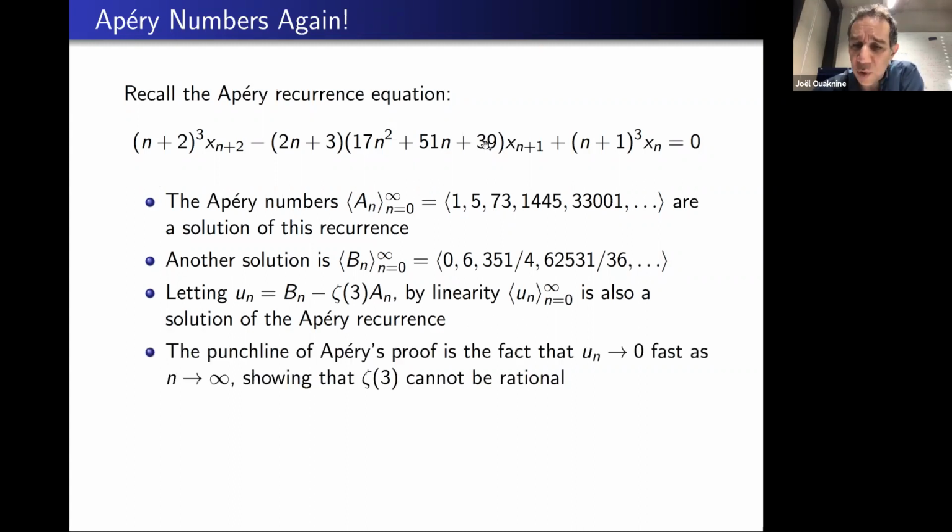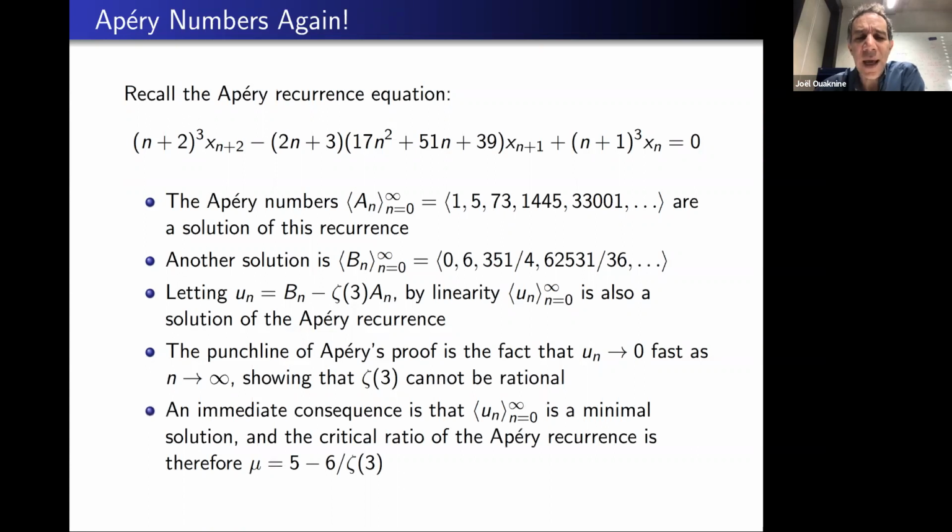And the punchline of Apéry's proof is the fact that u_n tends to 0 fast as n tends to infinity, and through elementary means, that implies that zeta of 3 cannot possibly be a rational number, because it has approximations that are just too good. An immediate consequence of this is that u_n is a minimal solution.